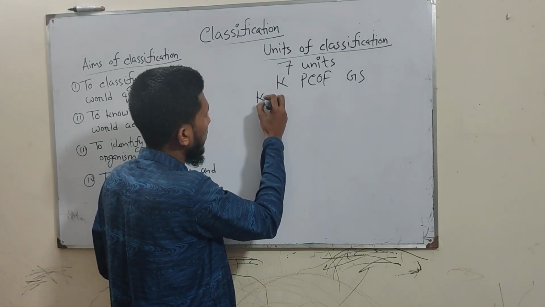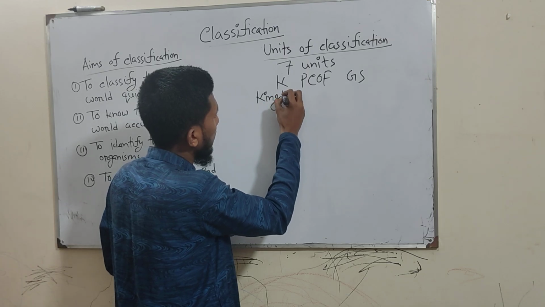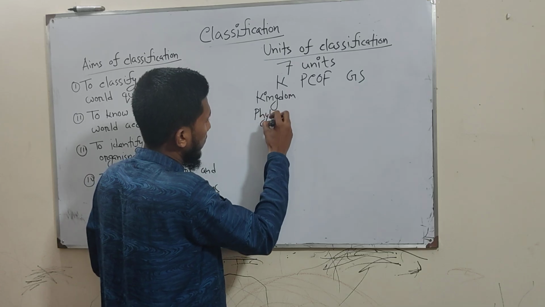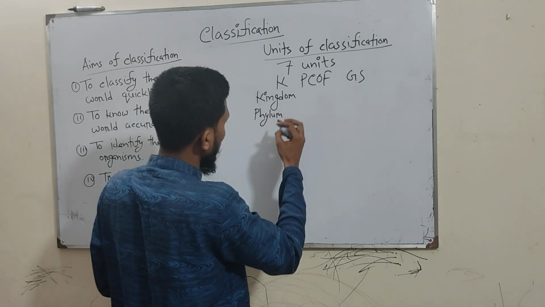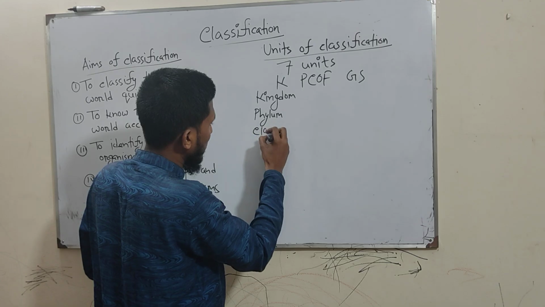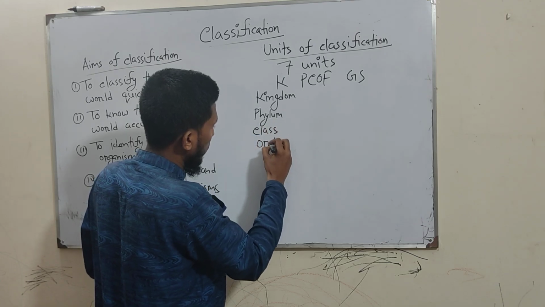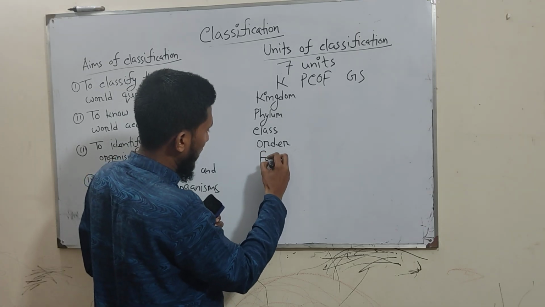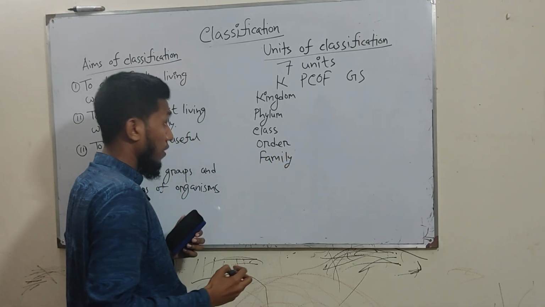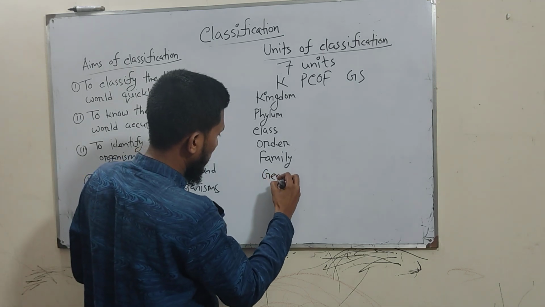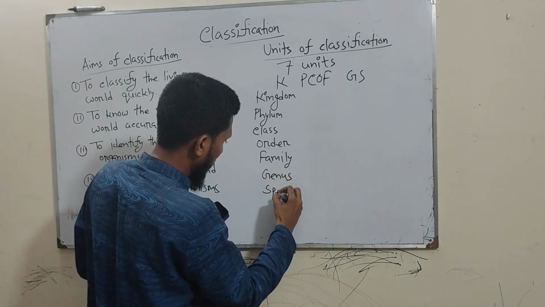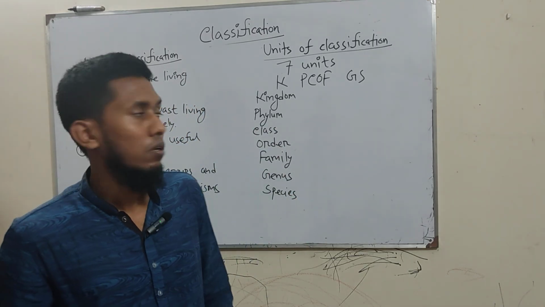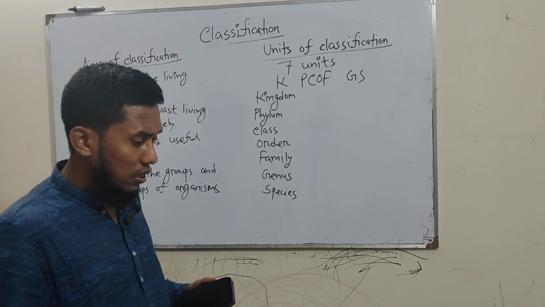K means kingdom. P means phylum. C means class. O means order. F means family. G means genus. S means species. So these are the 7 units of classification.